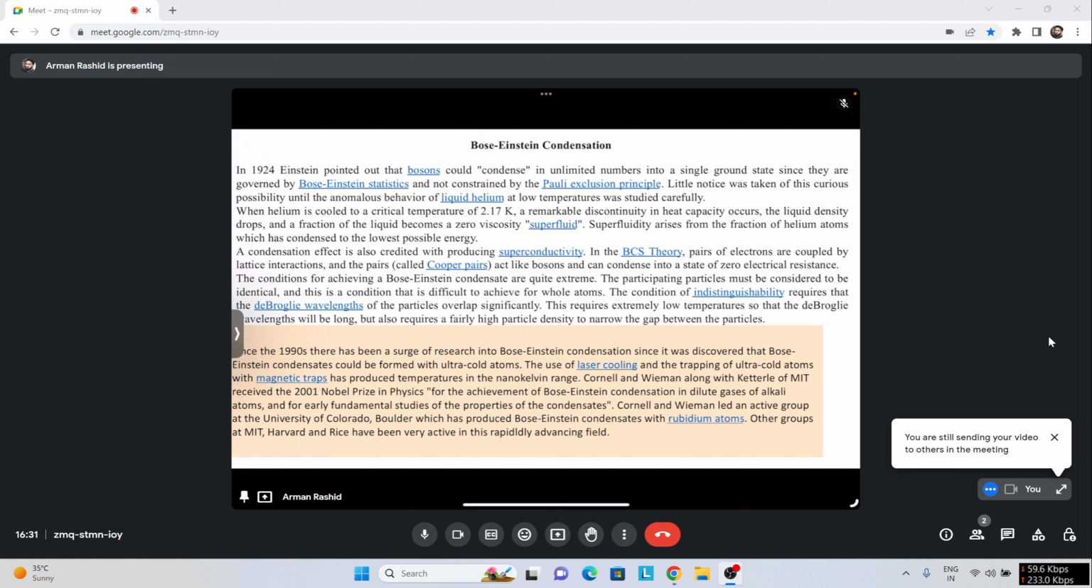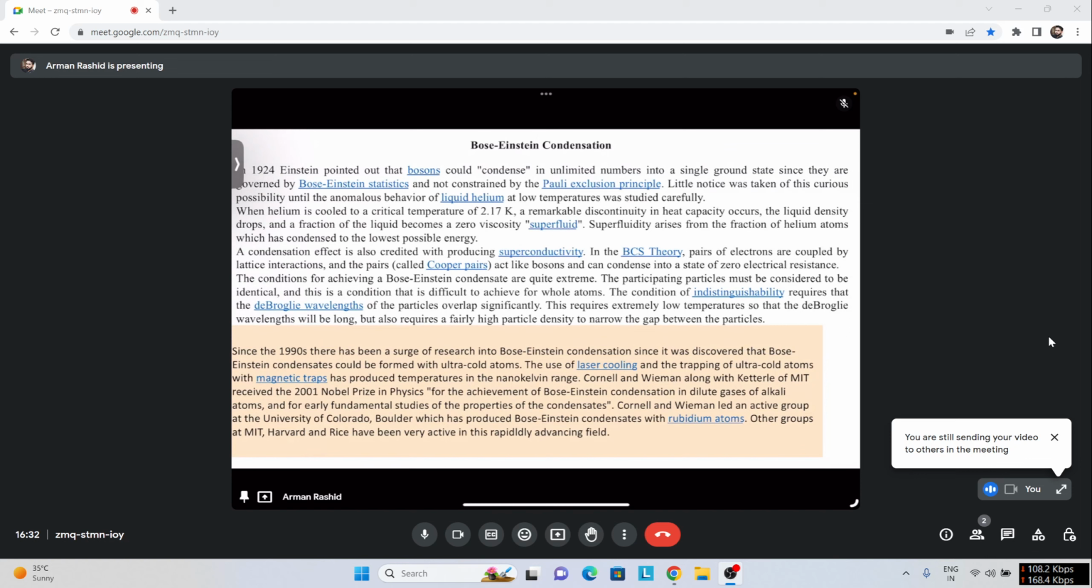The conditions for achieving a Bose-Einstein condensed state are quite extreme. The participating particles must be considered to be identical. They cannot be distinguishable, and this is the condition that is difficult to achieve for whole atoms. The condition of indistinguishability requires that the de Broglie wavelengths of the particles overlap significantly. This requires extremely low temperature so that the de Broglie wavelength will be long, but also requires a fairly high particle density to narrow the gap between the particles. So we should have a very low temperature and very high density.